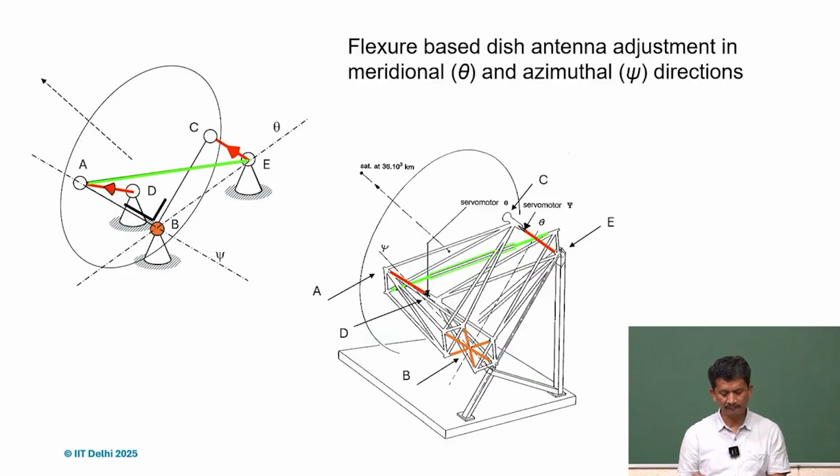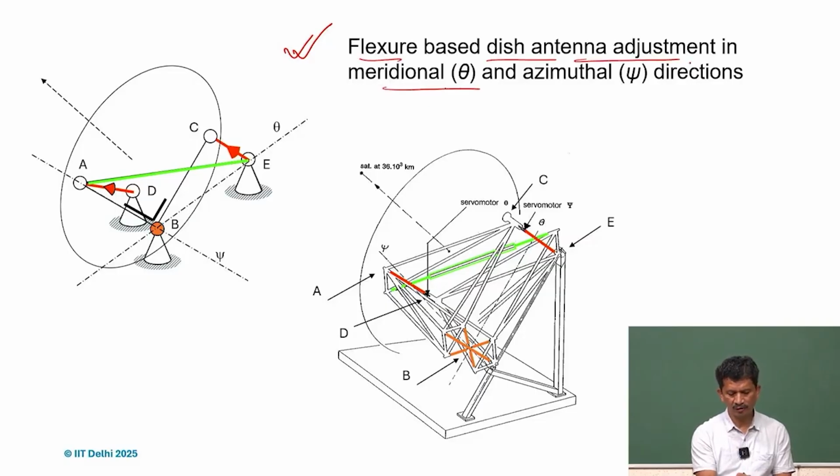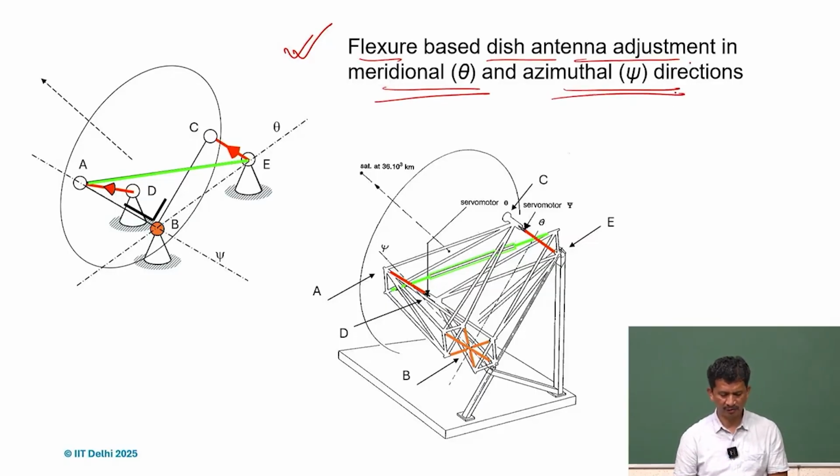Moving on, there are very good examples here, and this is the example from University of Twente, and it's also cited in the book. It's an antenna adjustment, and again flexure based. What we wanted to have is this theta, meridional, and azimuthal direction adjustment. If we want to point at certain directions all the time, how can it be achieved?